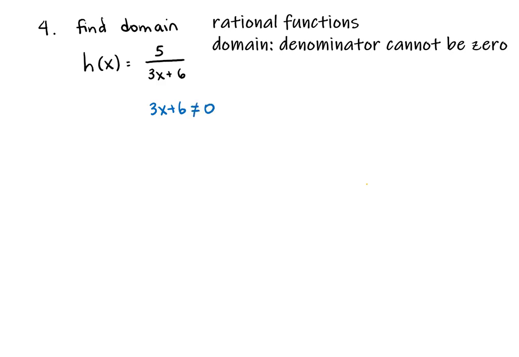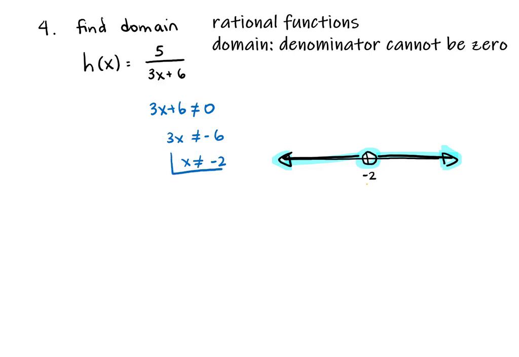And then we subtract 6 from both sides, and then divide both sides by 3, and that gives us what our domain is. Our domain is all real numbers except for -2. On a number line, that would be not the -2, but every other number. Personally, I'm happy with the algebraic answer like this, where x is not equal to -2.